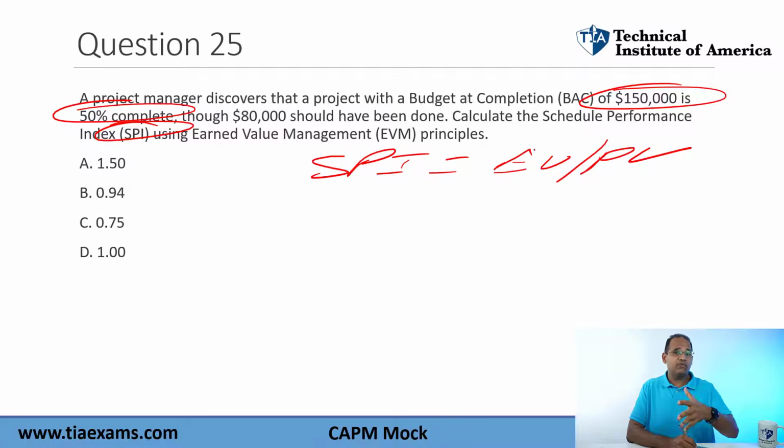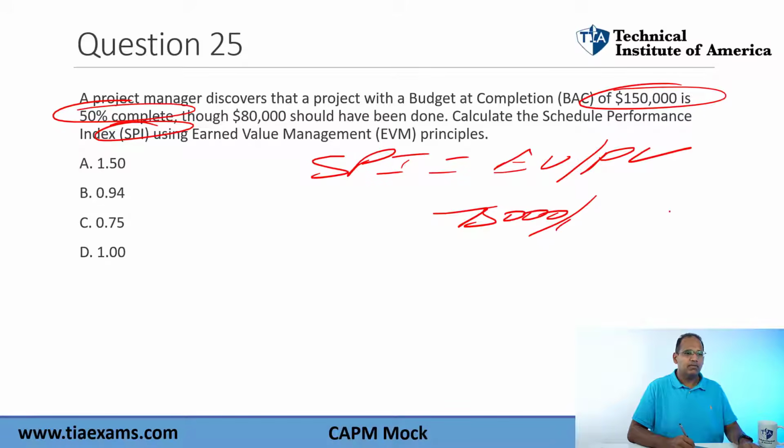50% of 150, hopefully you guys know this, it's basically 150 times 50%, or 0.05. So I'm sorry, 0.5. So it would be 75,000. And then we're going to divide this by PV. Now it says those 80,000 should have been done. So it's saying that's the amount of work that they should have finished. So it's 75,000 divided. This is going to give me my PV there.